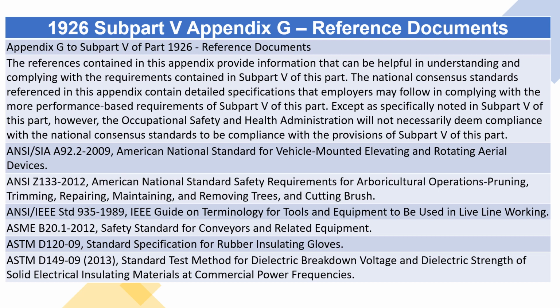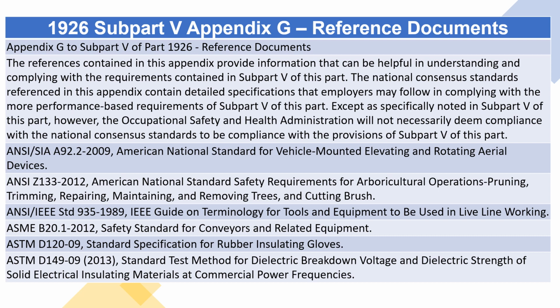ANSI/SAA A92.2-2009, American National Standard for Vehicle-Mounted Elevating and Rotating Aerial Devices. ANSI Z133-2012, American National Standard Safety Requirements for Arboricultural Operations: Pruning, Trimming, Repairing, Maintaining, and Removing Trees, and Cutting Brush. ANSI/IEEE STD 935-1989, IEEE Guide on Terminology for Tools and Equipment to be Used in Live-line Working.